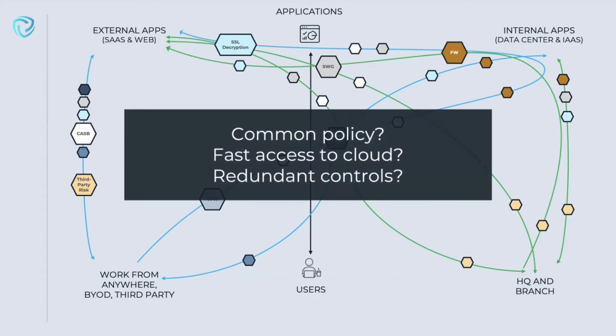The common problem I see here is, first of all, how we define a common policy. How do you make sure that regardless of where users are and what kind of application they access, they adhere to the same rules and they adhere to the same policy? How at the same time do we provide fast access to cloud and how we avoid redundant controls? So today I'm going to speak about possible approaches to solve those issues. And there are three approaches really.